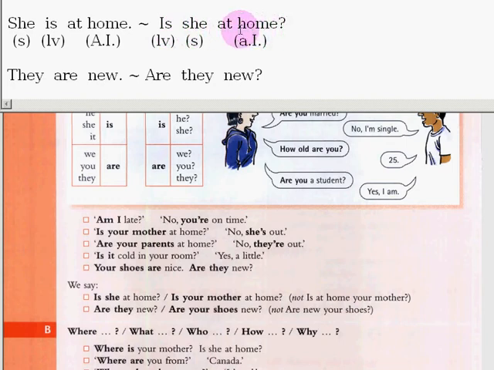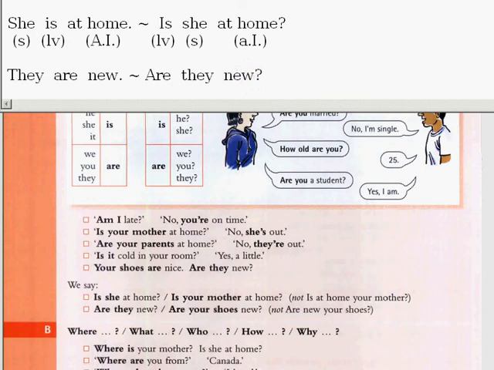You can see that we used the linking verb first and then the subject. And of course, the additional information at the end. So it's very simple. She is at home becomes is she at home? For my next example, they are new. How can you turn that into a question? You interchange they and are. So it becomes, are they new?